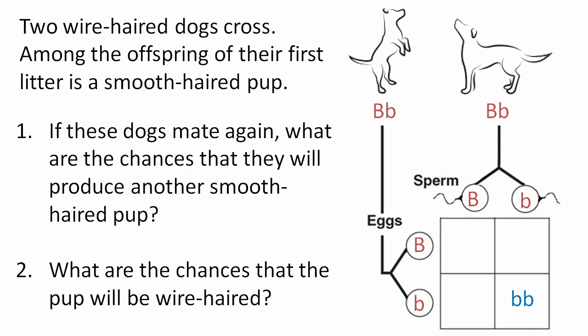So if I complete the Punnett Square, I can see all possible combinations. So the question here says, if these dogs reproduce again, what are the chances that they'll produce another smooth-haired pup? Well, smooth-haired pups show up 1 out of every 4 times, or in this case, it's 25%. So I expect that there's a 25% probability that the next puppy will have smooth hair. What are the chances that the puppy will be wire hair? Well, in that case, it's going to be the rest of them, 75%.